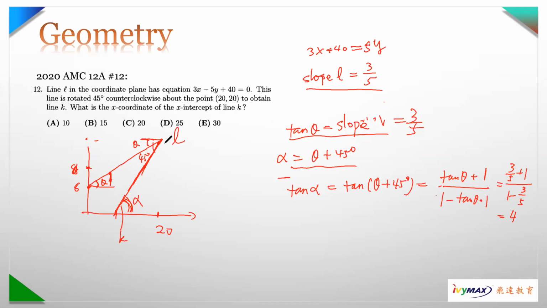Okay, and we know that this height is 20, right? So that can give you that this length should be what? Tangent is opposite over adjacent. In that way, this length should be 5. Okay, obviously this point should be 15 on 30.